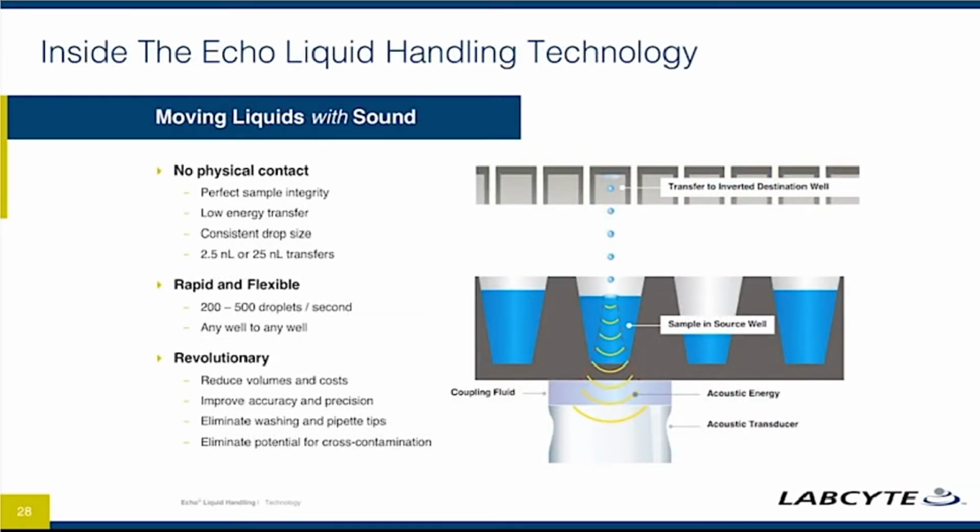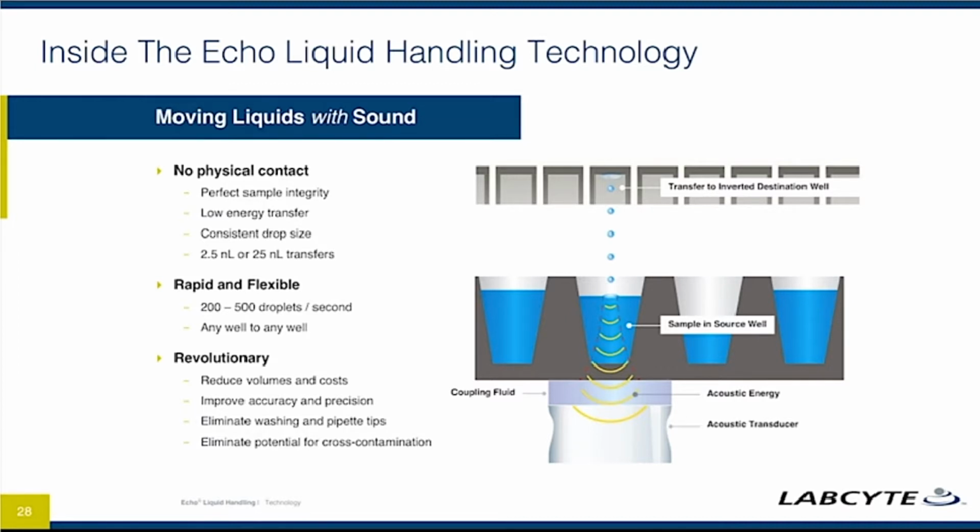At the heart of the ECHO liquid handler is an acoustic transducer, depicted at the lower right-hand side of the slide. The acoustic transducer is responsible for generating the acoustic energy. It also serves the function of focusing that energy at the surface of the fluid being transferred. We have a coupling fluid that enables the acoustic energy to travel from the transducer into the particular fluid that we are transferring. In doing so, we can generate droplets of either 2.5 nanoliters or 25 nanoliters and eject those from a source well up into an inverted destination well.